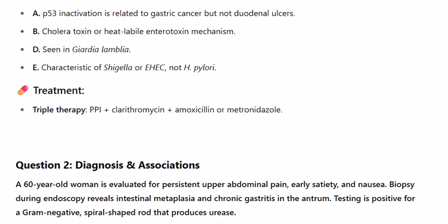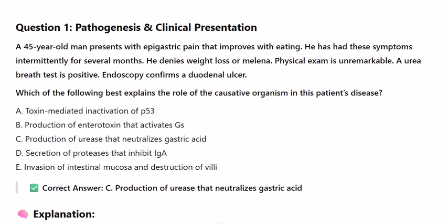Questions focused on Helicobacter pylori, a gram-negative curved rod that produces urease. Question 1, pathogenesis and clinical presentation. A 45-year-old man presents with epigastric pain that improves with eating.